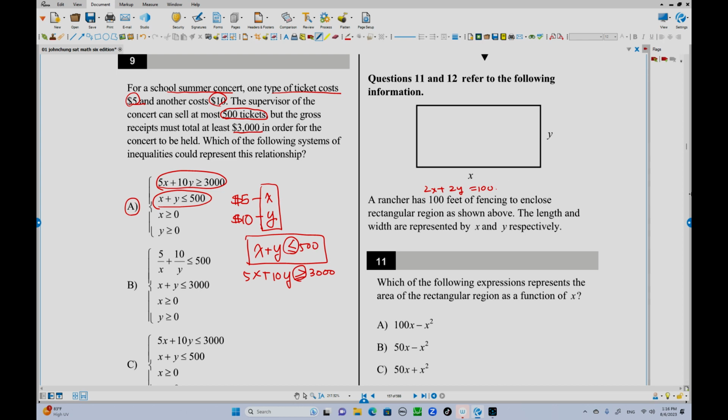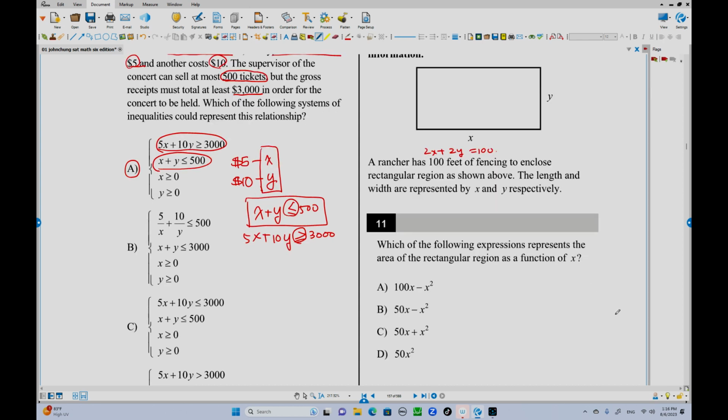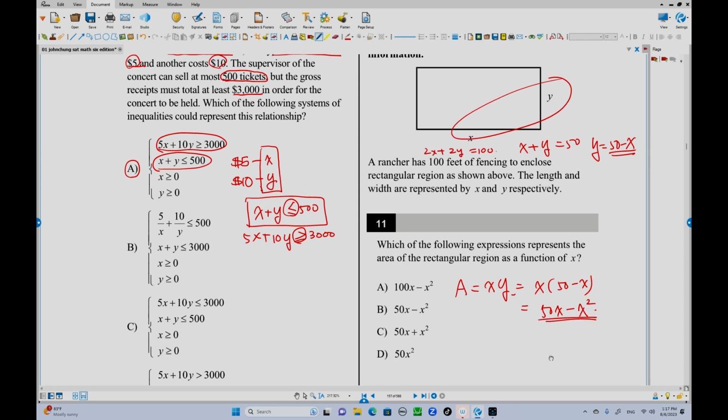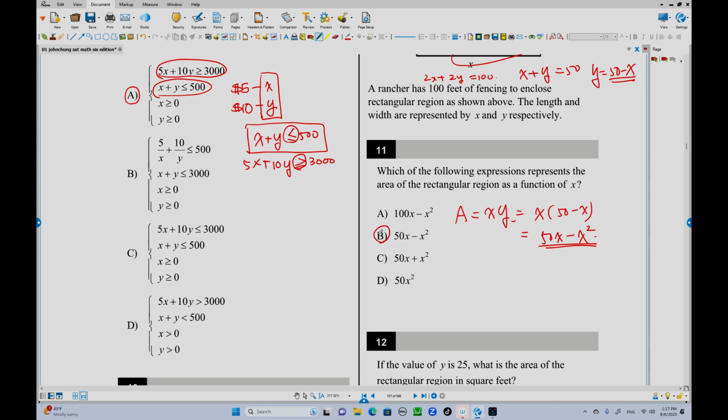Which of the following expressions represents the area of this rectangular region as a function of x? The area equals x times y, but we're going to replace y in terms of x. We can divide by 2, so x plus y is half of the perimeter, x plus y equals 50. Y equals 50 minus x. Replace with 50 minus x over here. So x times 50 minus x is 50x minus x squared. That's the area of this rectangle in terms of x, so choice B is the answer.